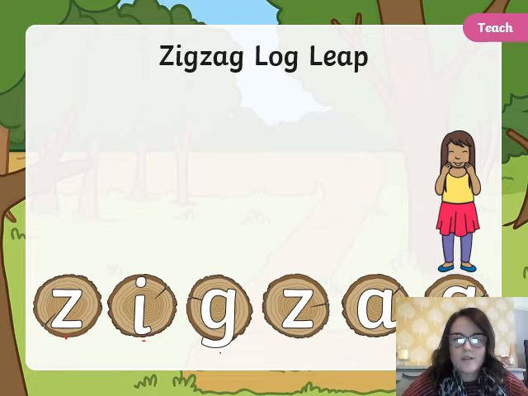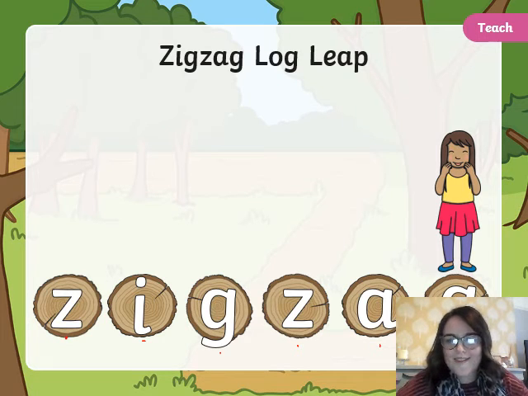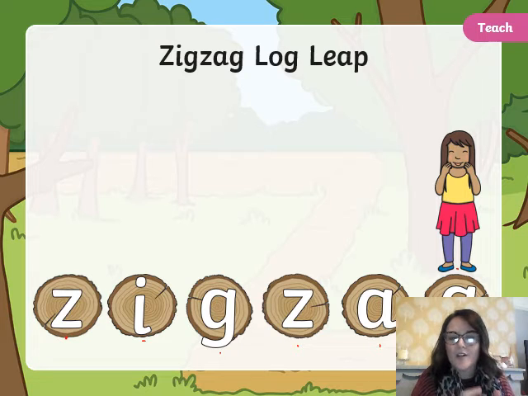Oh, we've got another sound of the day. Another Z. What's this one? A. And then this one under here that you can just about see is another G. Ready? Z, I, G. Z, A, G. Zig. Zag. Zigzag.